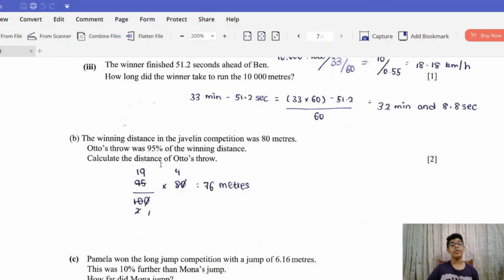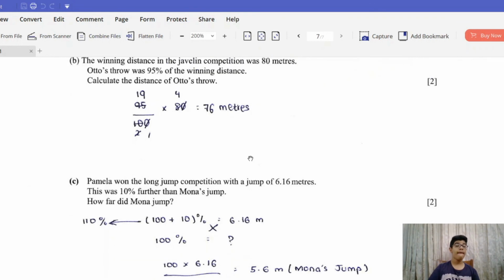Part B. The winning distance in the javelin competition was 80 meters. Otto's throw was 95% of the winning distance. Calculate the distance of Otto's throw. It's quite direct. Just take 95% of the winning distance. So 95 over 100 multiplied by 80, and we get that the distance of Otto's throw was 76 meters. Not far off, actually.